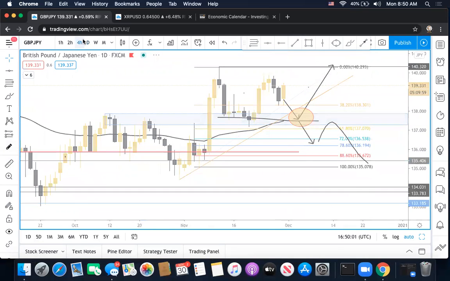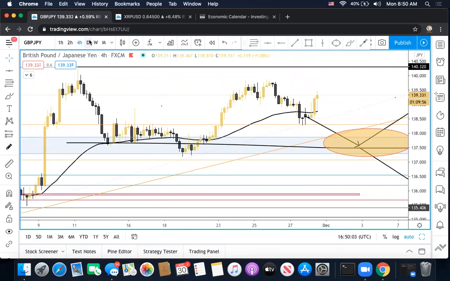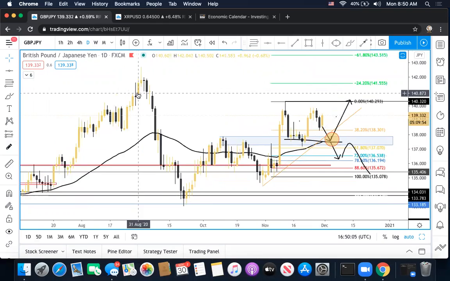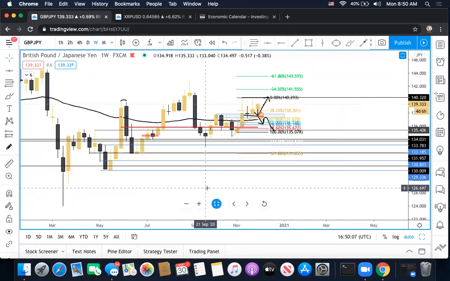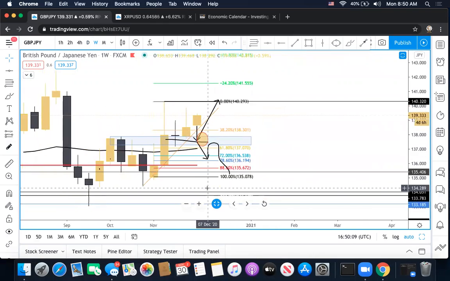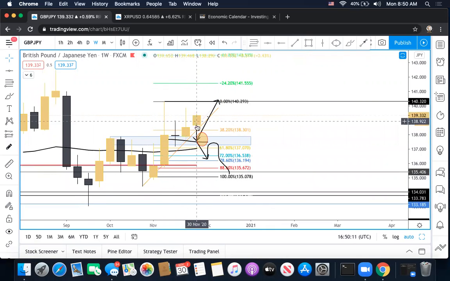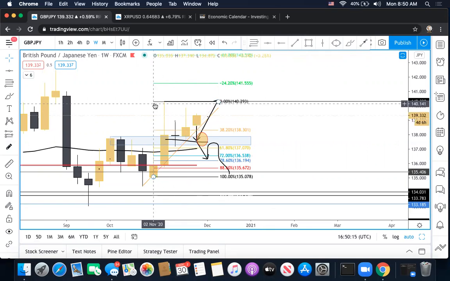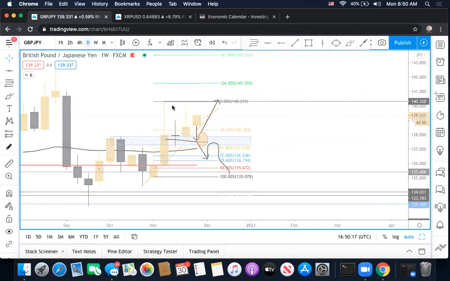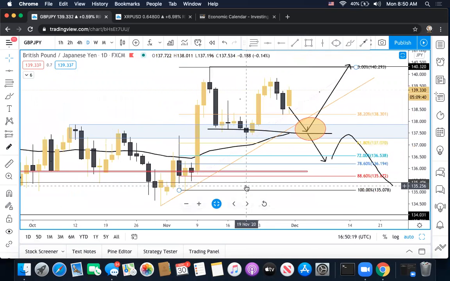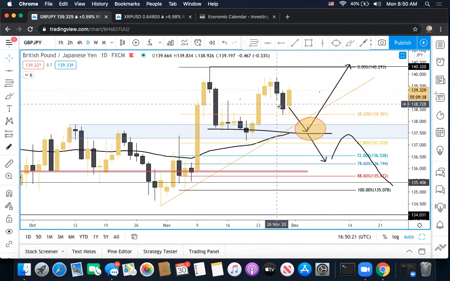All right, let me just make sure. Even weekly looks pretty bullish. We had a last spike. It looked like it's about to come revisit these highs. As of right now, it does. So yeah, I'm still bullish on this pair unless we get that break below 138.5.